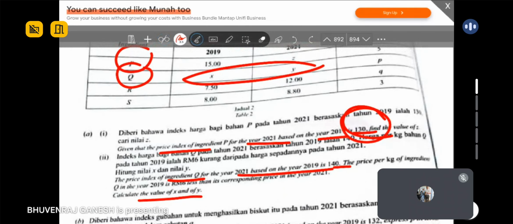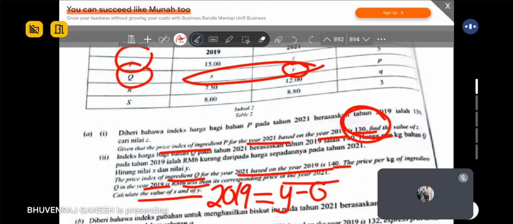Okay, and then mereka bagi tahu 2019 is 6 less than 2021. Okay guys, maksudnya 2019. What is your price guys? Apa harga dia? Okay, you must do assumption lah guys. Kalau 2021 Y, 6 ringgit kurang, 6 ringgit less mean Y minus 6. Am I right?